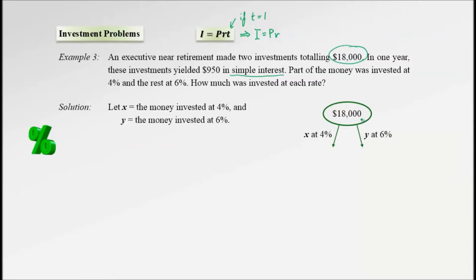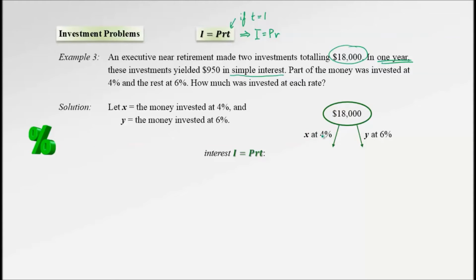The $18,000 was split into two accounts, so I put two arrows. The first account pays 4%, and if we put X dollars at 4%, the interest that we gain from this account will be calculated according to this formula, particularly principal times rate, because we are talking about 1 year. So what we need to do is multiply the principal times the rate.